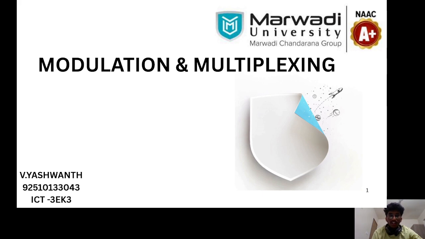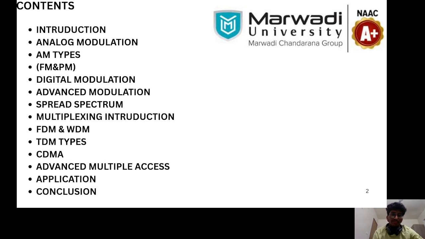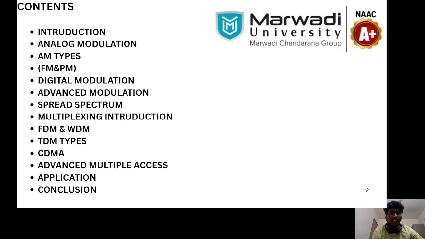Today's topic is modulation and multiplexing. And here are the contents of this chapter. Introduction. Next, analog modulation in AM types, and digital modulation and advanced modulation. Next, spread spectrum. And here is a multiplexing introduction. In multiplexing, there are FDM, WDM and TDM types, and in TDM types, CDMA. And next one, advanced multiple access, and here are applications, and final is the conclusion.